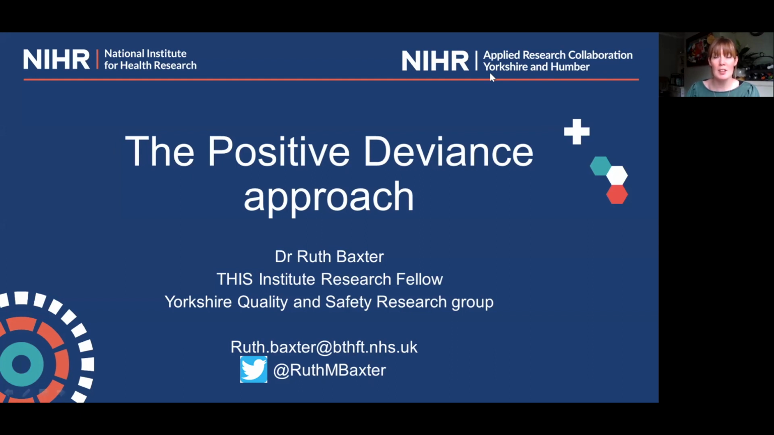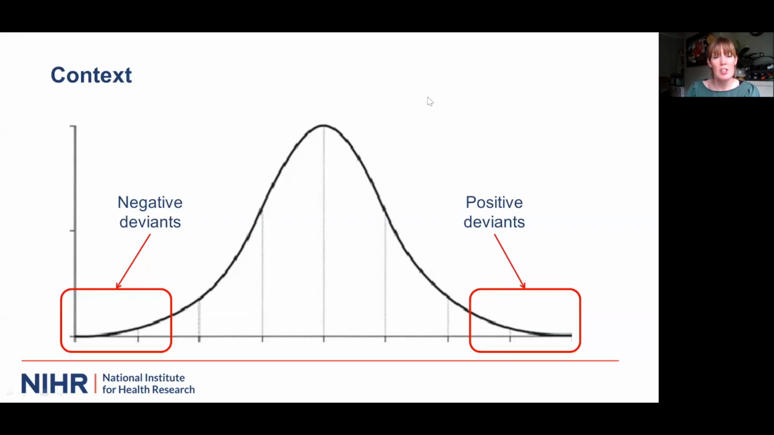My name is Ruth Baxter and I'm a THIS Institute Research Fellow based in the Yorkshire Quality and Safety Research Group. Traditionally, efforts to improve the quality and safety of healthcare have focused on error and harm. Over recent years, however, there's been a growing interest in asset-based improvement approaches, improvement that focuses on what goes right or those who succeed. The Positive Deviance approach does just this. It focuses on the exceptional performers.